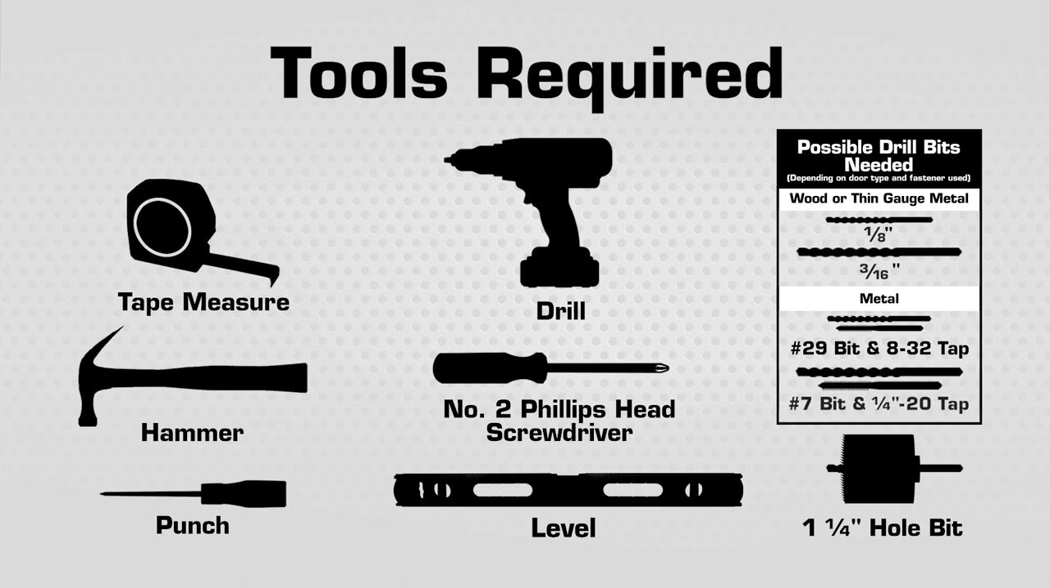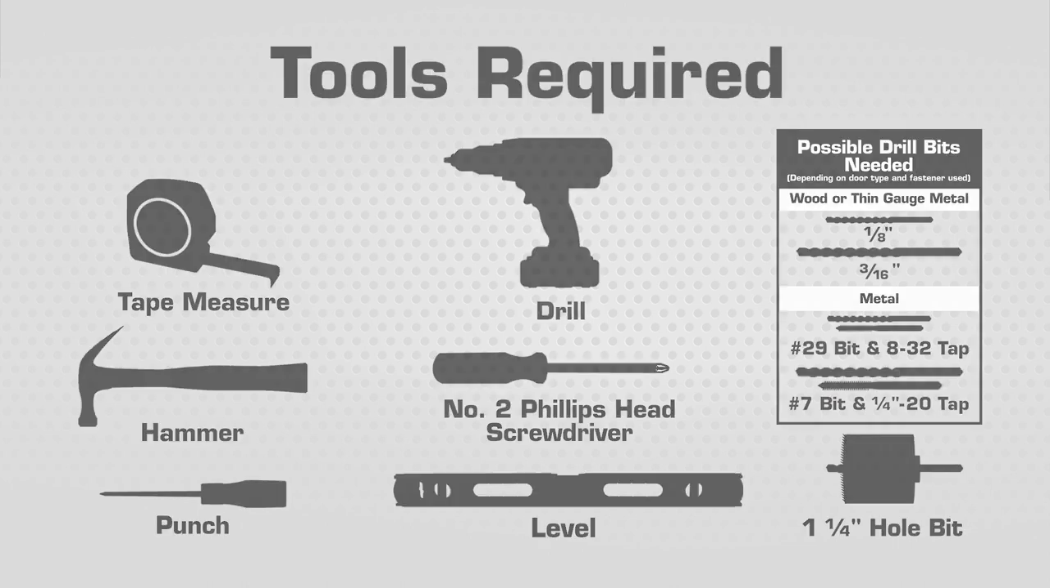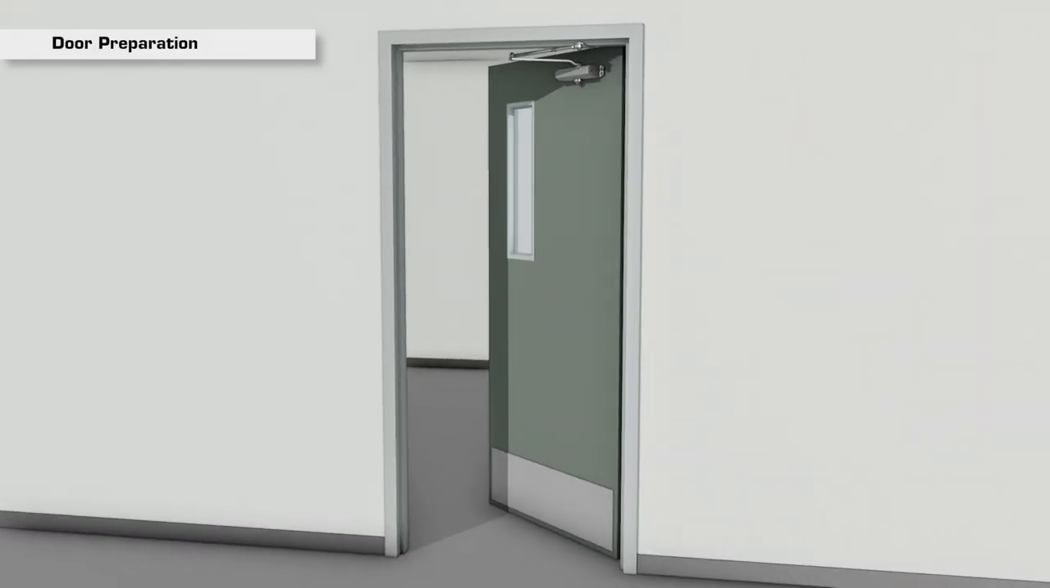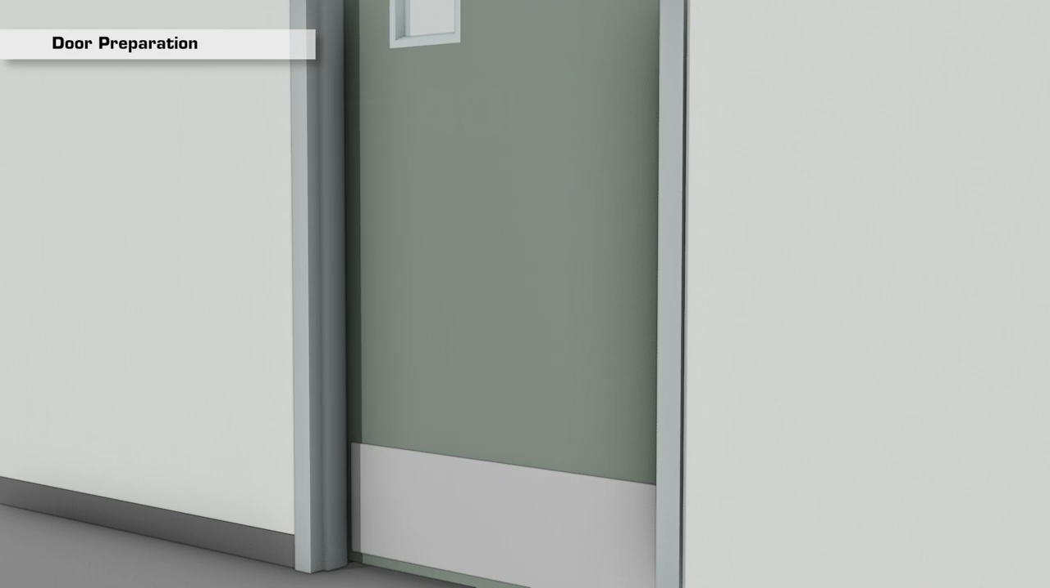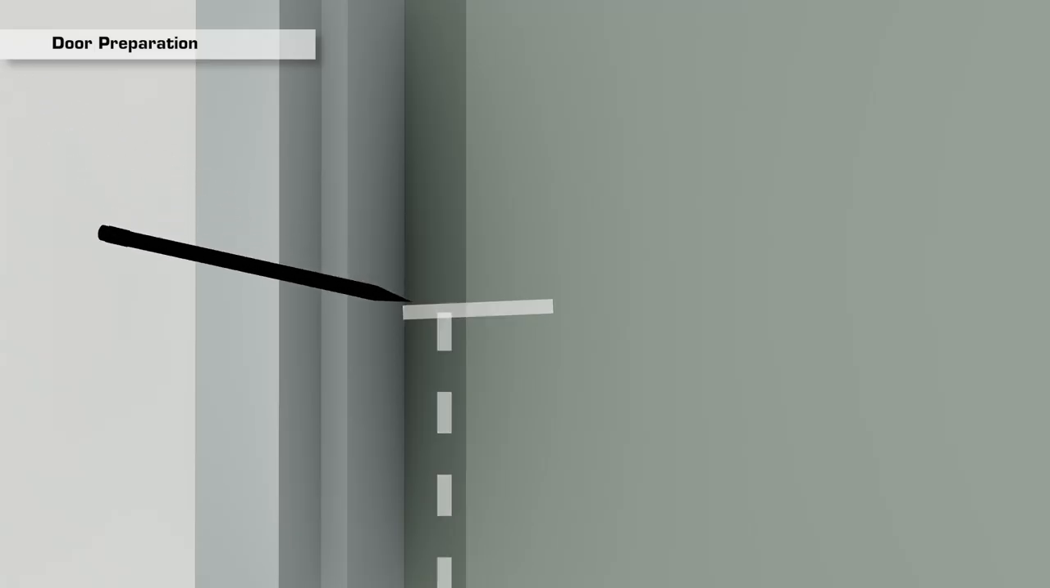Here are the tools required for installation. The exit device comes with everything else you will need. Preparing the door. From the push side of the door, first measure 40 inches from the floor and mark the door near the door frame to establish your center line.